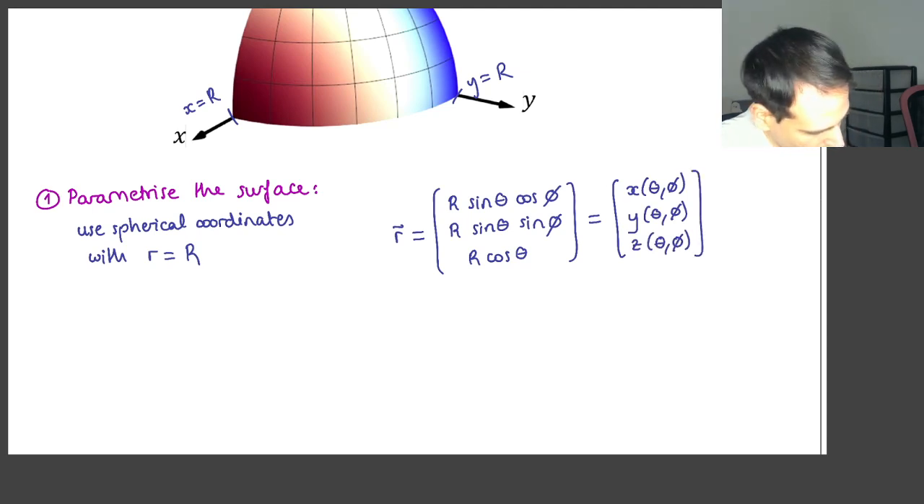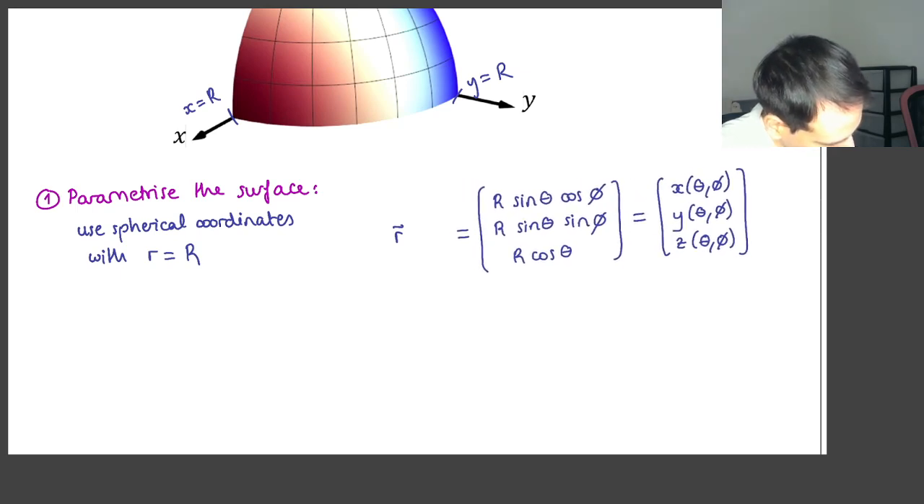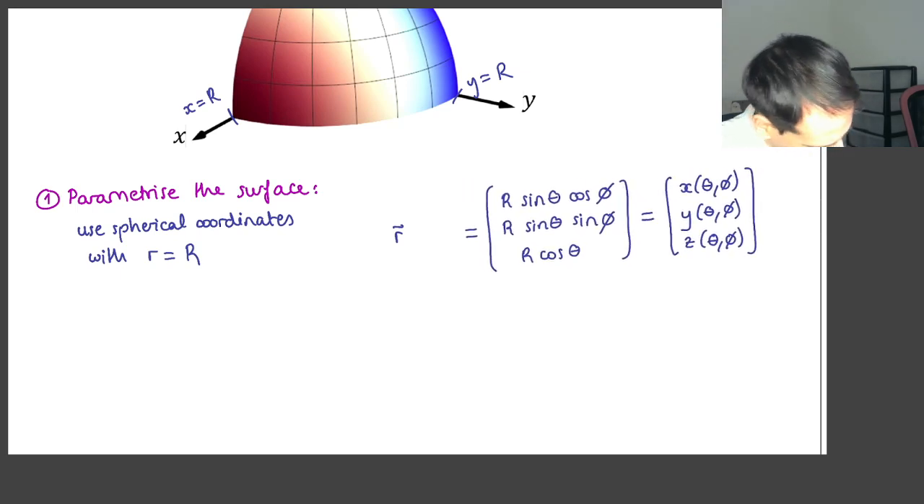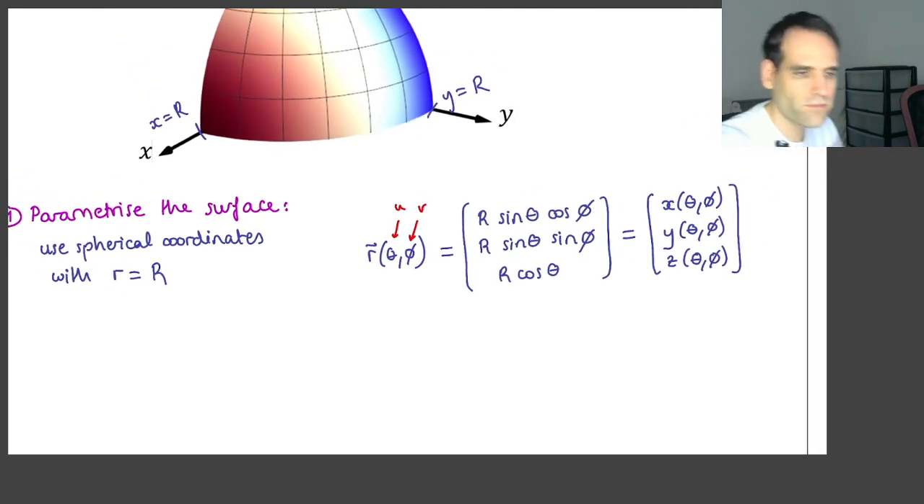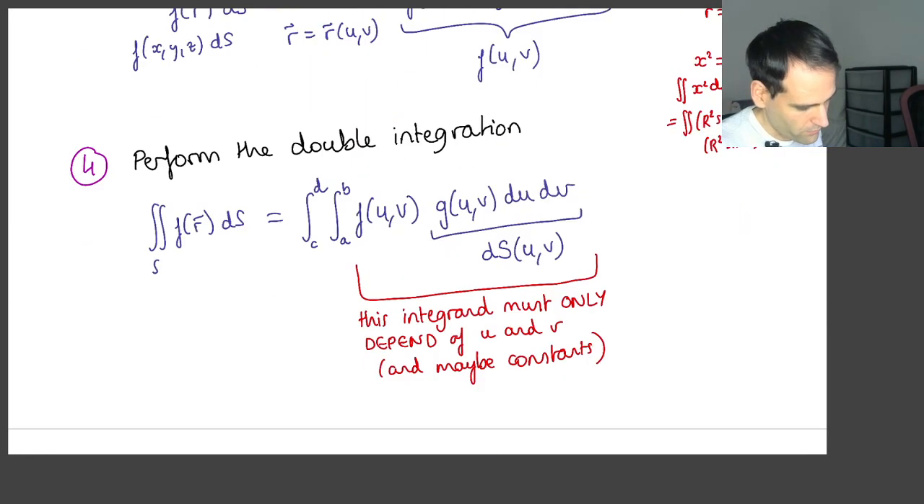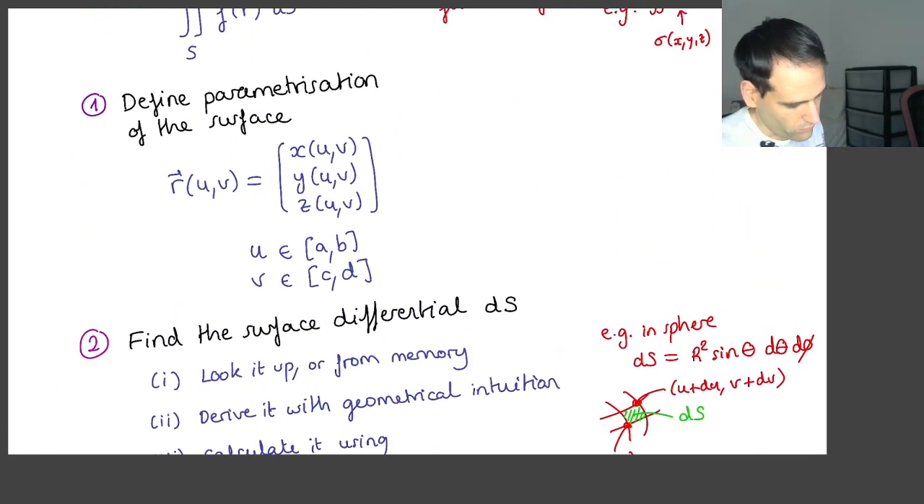Okay, and the total vector r is a function of theta and phi, which play the role of our two parameters u and v in all of the recipes and equations. Okay, great. Are we finished with the first step? No, don't forget to give the limits of integration.